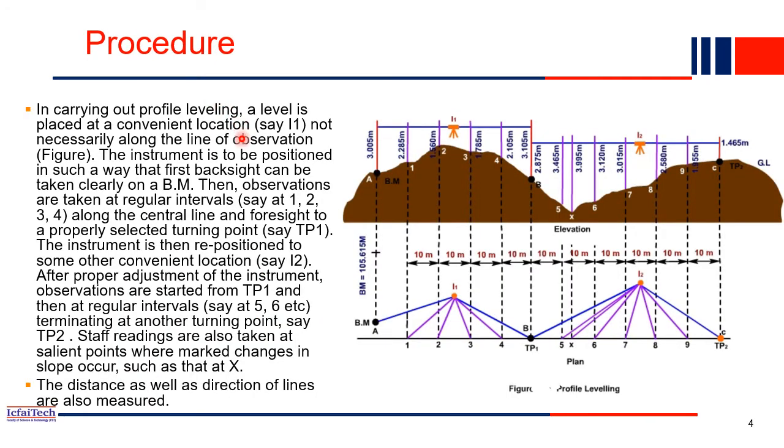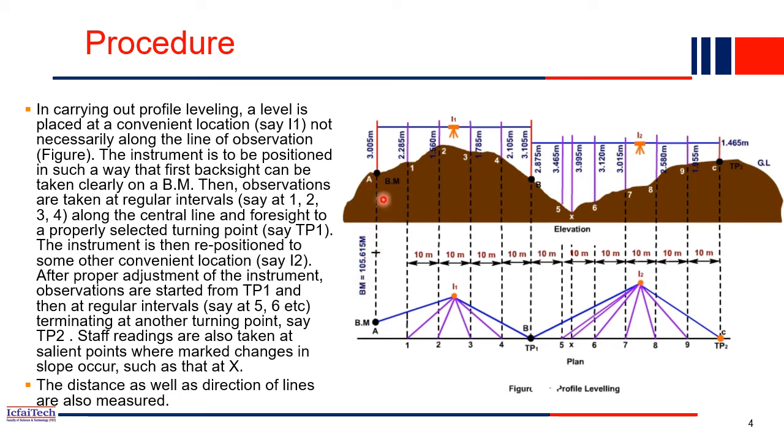So now let's see the procedure here. In carrying out the profile leveling, a level is placed at a convenient location. This is the profile leveling we are doing. See, the profile is not a flat profile. It is undulated, hills and valleys both are there, is it not? Now we'll be starting our measurement from point A. Point A is our benchmark, meaning we know the height, elevation, everything for point A. For example, it is 105.61 meter from mean sea level, which is given to us.